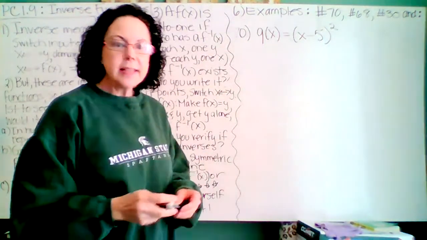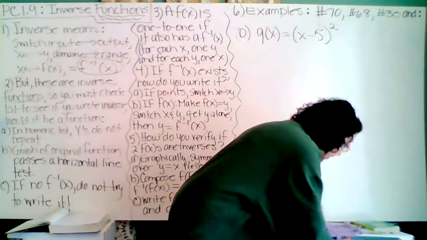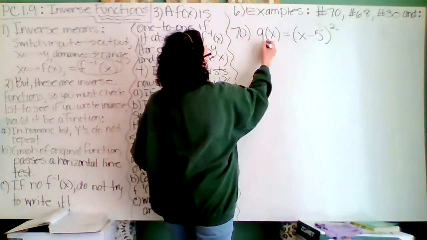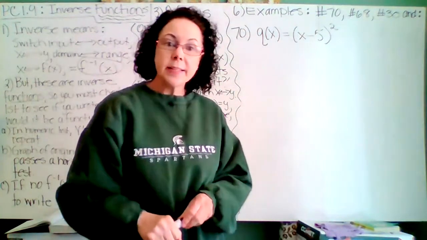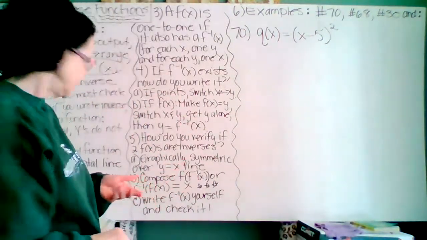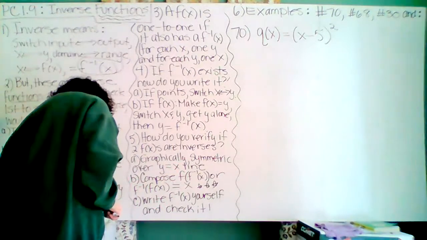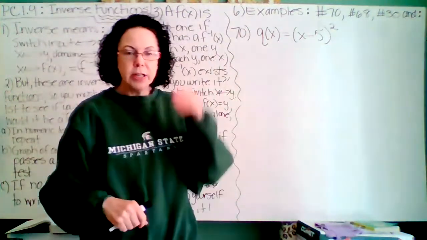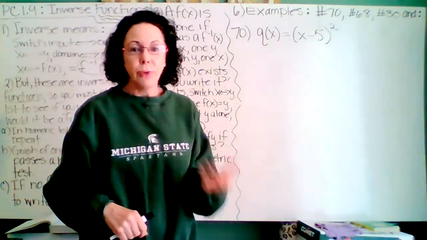So what they're asking for on number 70 is, if this is a Q here, that is a function. If you drew it, it would pass a vertical line test. And they want to know, does this function have an inverse function? And if yes, write it.